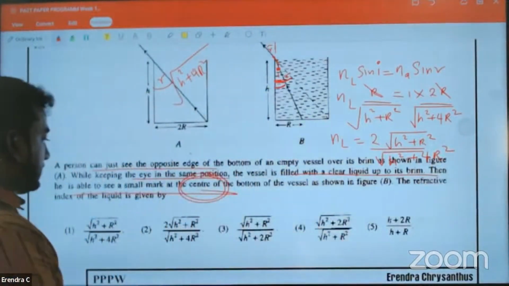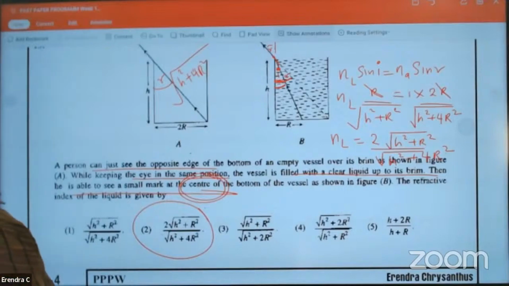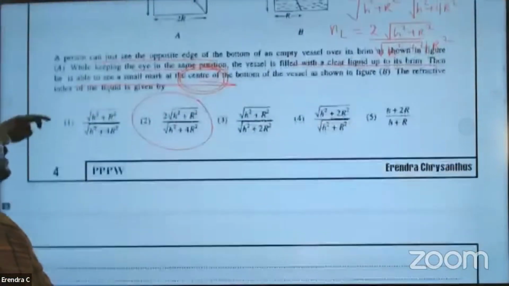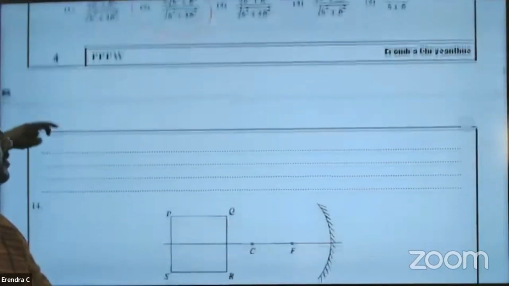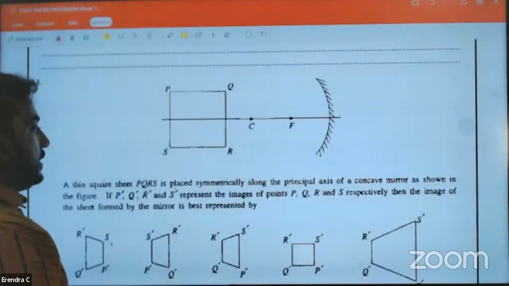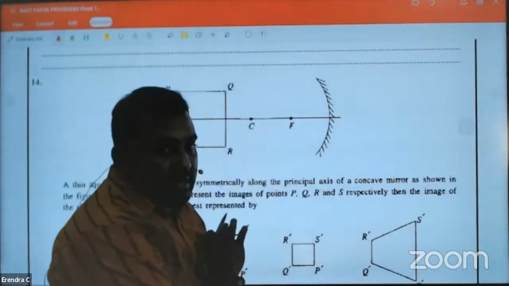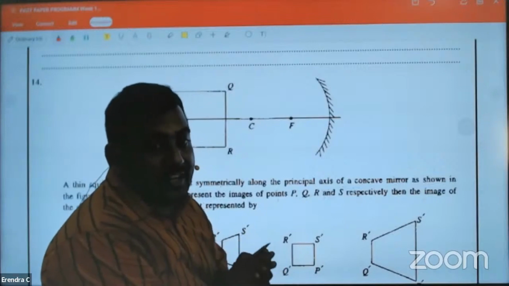Where do you see this? Only in answer number 2. Okay. These things you have done in theory. Only in answer number 2. Right. Now, you can't say this is not there. Why? Curved mirrors you learned in O levels.